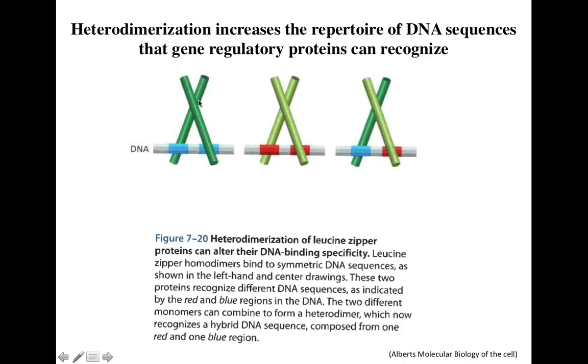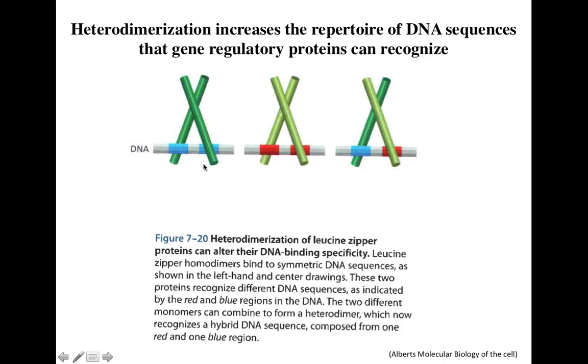So if this is a homodimer, then both of these monomers can recognize identical sequences, which are indicated here in blue. And if we see here, this is a different color. This is also a homodimer, but this different color means it's different from the green one. So this is a different type of homodimer, and this is the reason it is going to recognize a different DNA sequence.